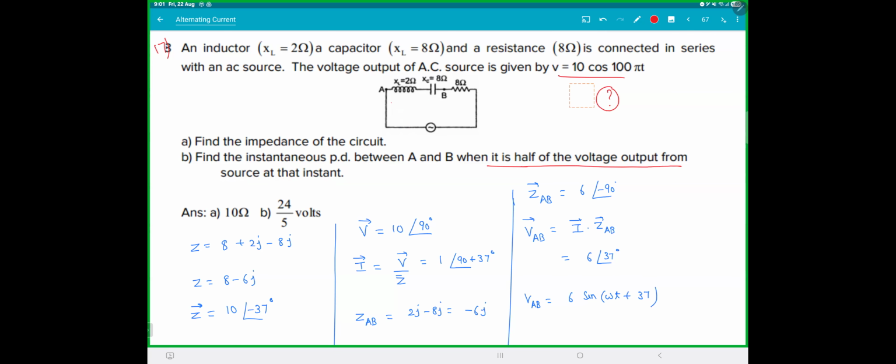If I have to write it in equation form, this is how it looks. Voltage across AB, he's saying, is half of the voltage of the source. This will be 6 sine omega t plus 37 is half of 10 cos omega t. I just wrote omega t. Can you solve this? Find that omega t. He's asking to find VAB. So if you can find omega t and substitute that, you'll get the answer. Let's give it a try.